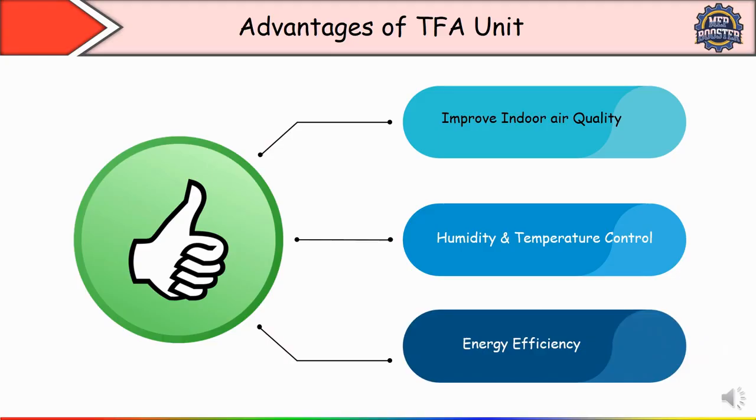And the third one is energy efficiency. Here is how the TFA unit is energy efficient. TFA units often feature a heat recovery unit, which recovers heat from exhaust air and preconditions incoming fresh air, reducing the energy required for heating or cooling. That is why it is energy efficient: it reduces the HVAC system energy consumption.